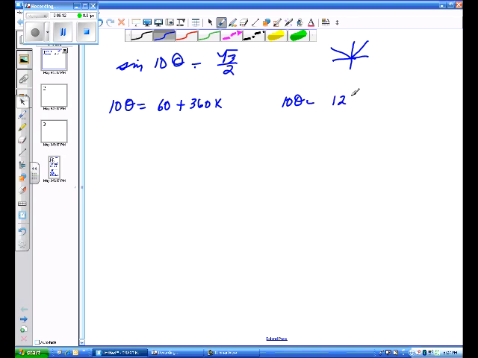So that would be 120 degrees plus 360k. So theta would equal 6 plus 36k, and theta would equal 12 plus 36k. That would give us all of our solutions. If we wanted our specific solutions, the ones between 0 and 360, well, then we would have 10 of them.